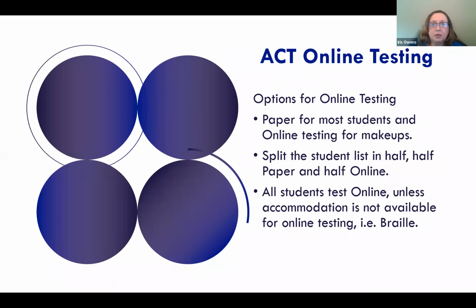Some schools do split the student list half and half, half do paper, half do online, or some do all their standard students online and their accommodation students on paper. Or some schools do all students test online unless the accommodation is not available, and that would be like Braille or something like that. Really, very few accommodations are not available for online testing.